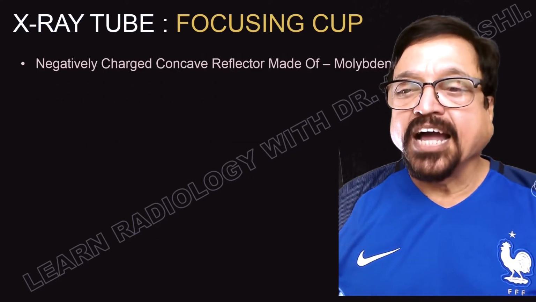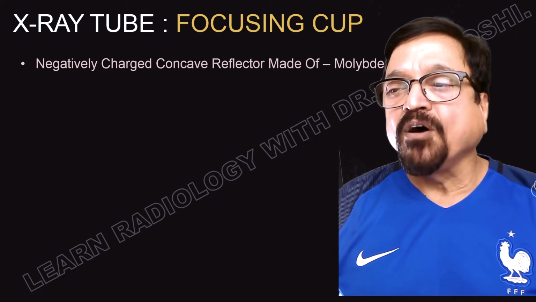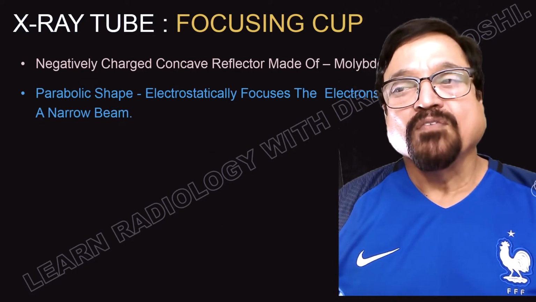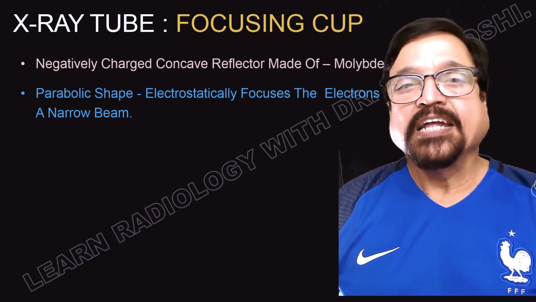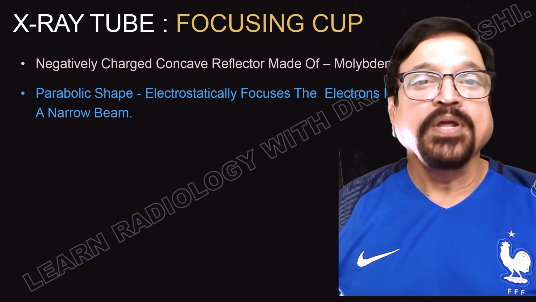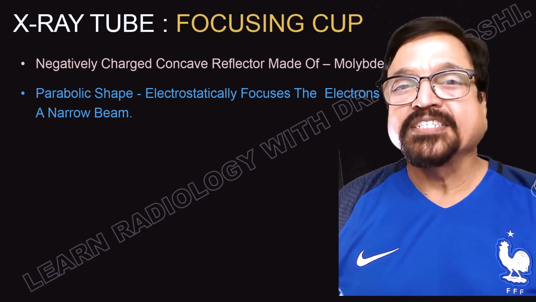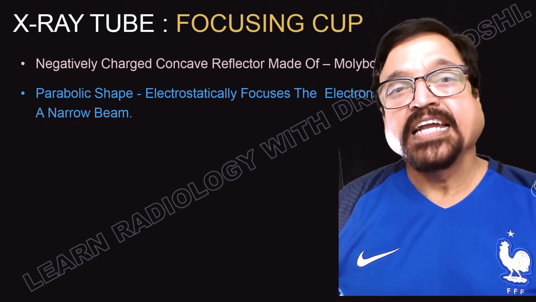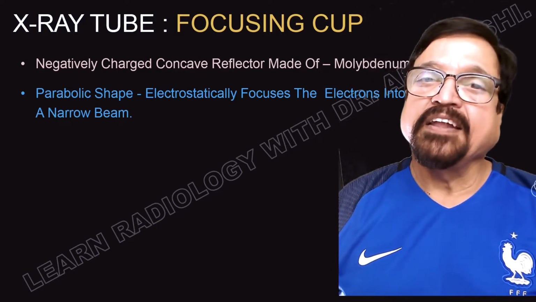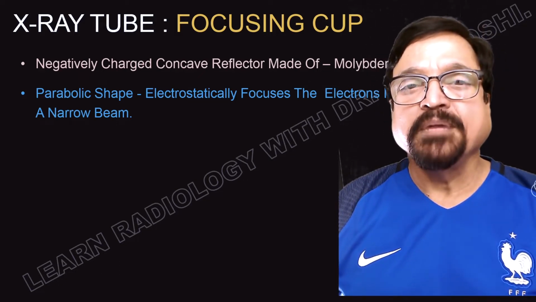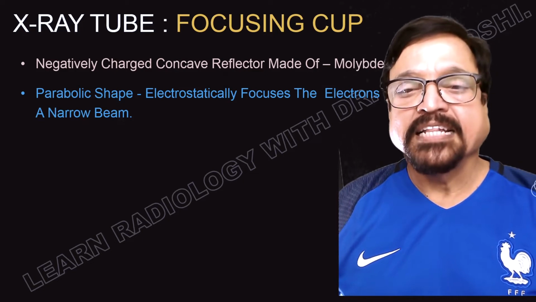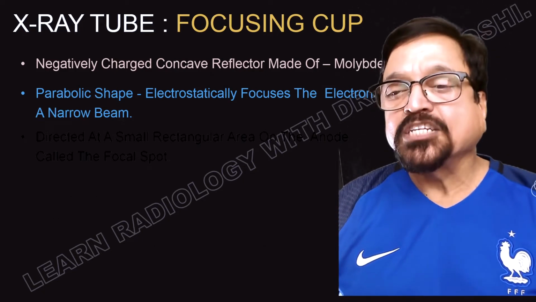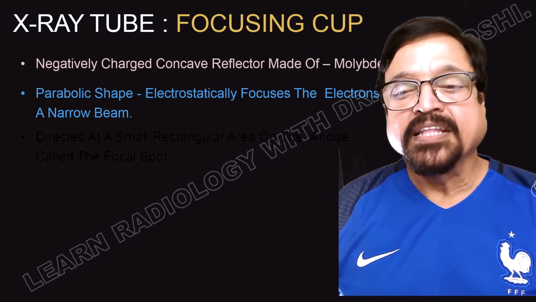Now the negatively charged concave reflector is made of molybdenum, with a parabolic shape. We are talking of a focusing cup. Why a focusing cup? The electrons should not move in all directions here and there. They have to get streamlined at a perfect target. So we have a focusing cup which is negatively charged. The electrons are also negatively charged, so they will be repelled from each other and streamlined in the center in a narrow beam. Now this beam is directed at a small rectangular area on the anode, which is called the focal spot.